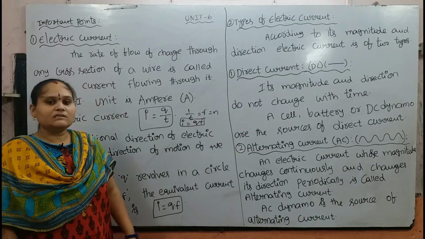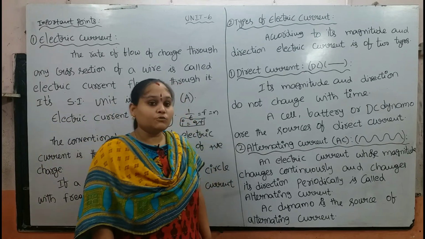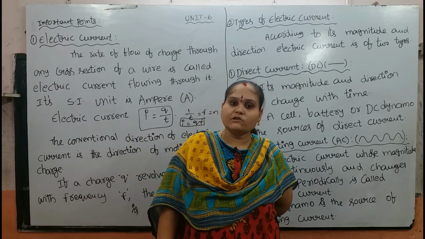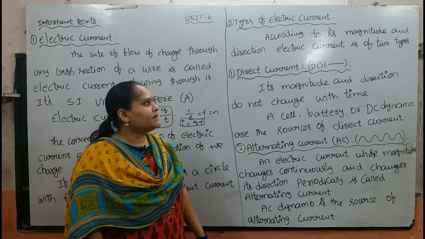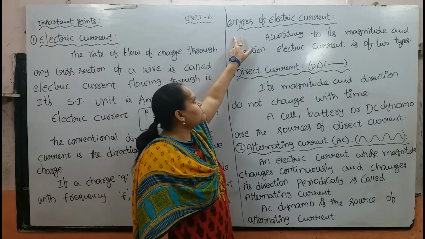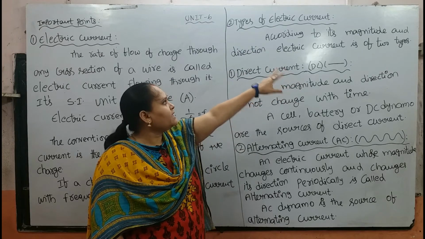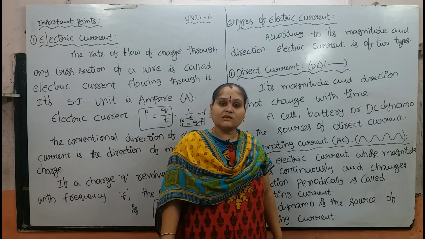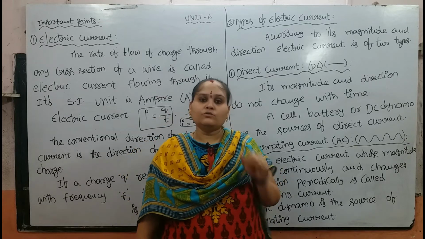Okay. Next is the types of electric current. We have two types, DC and AC. DC is the direct current and AC is the alternating current. Types of electric current can be distinguished by their magnitude and the direction of flow of the current. Based on the magnitude and the direction of the current, it is divided into two types.